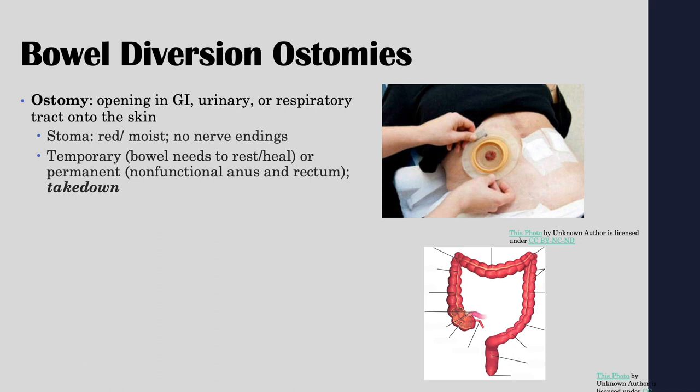So you can have a non-functional anus or rectum. And then if someone is getting a takedown procedure, it means that the ostomy is being removed, which means they're putting the intestines back in and closing the ostomy.